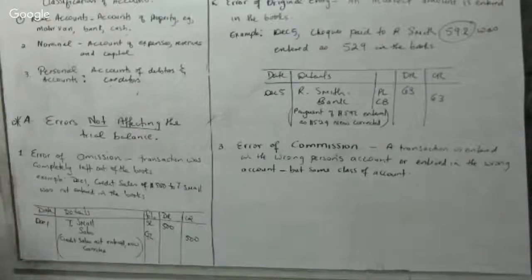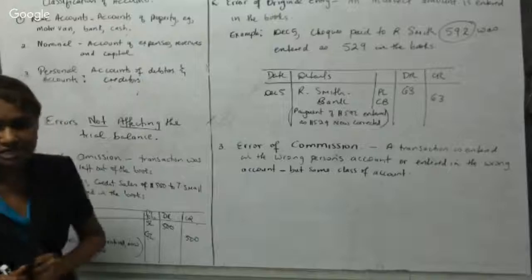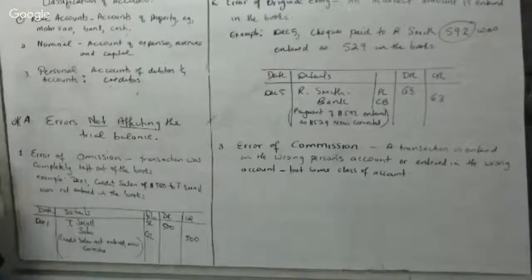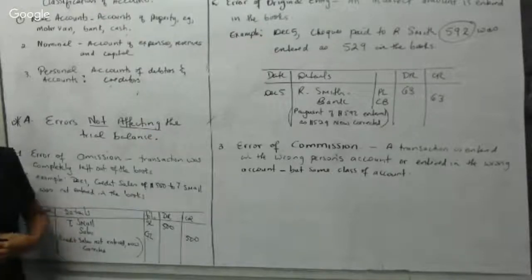Why? Sometimes you have names that are very similar. And because the names are very similar, the persons who are entering up the accounting records may make a mistake and place the transaction in the wrong person's account.